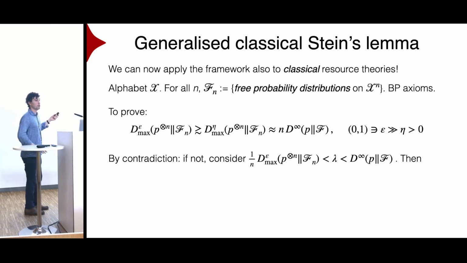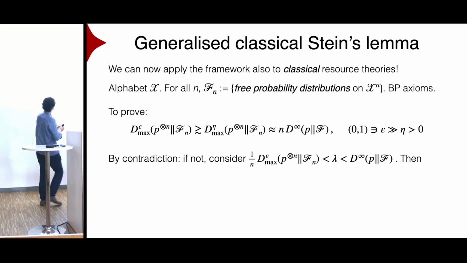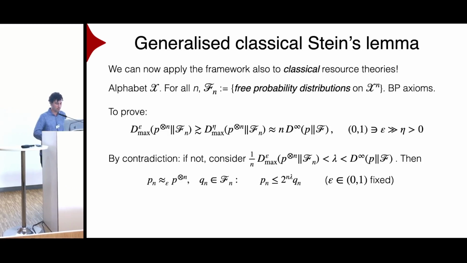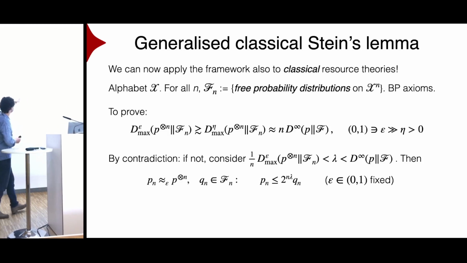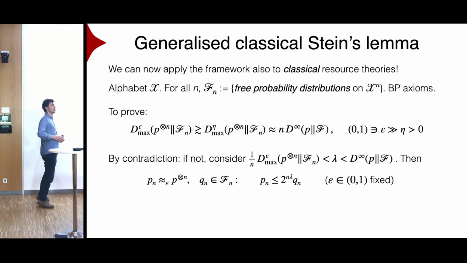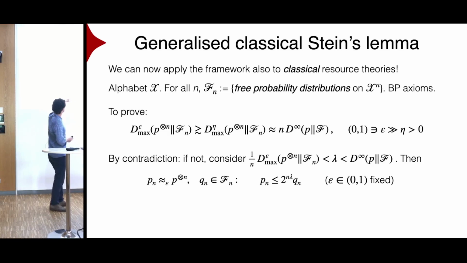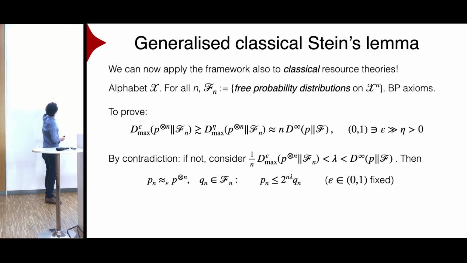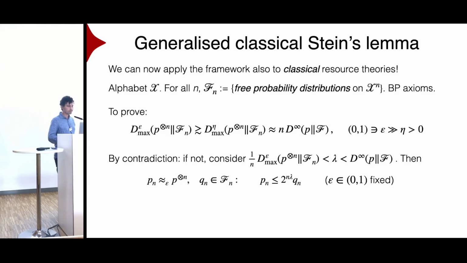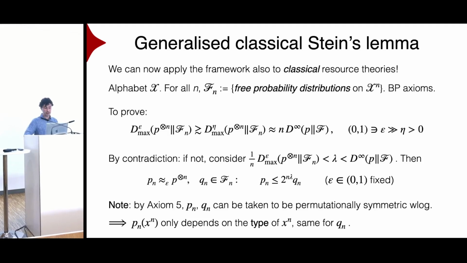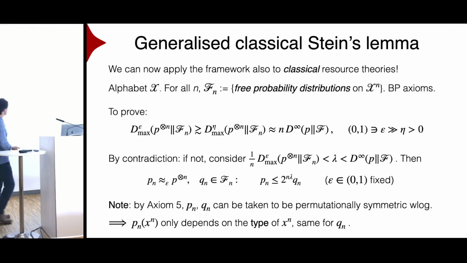And now the advantage of going to D max is that this is a minimum. It's a minimum of smoothings. So okay, let's unpack this. It means that there is a smoothing P_n of P tensor n, which is epsilon close, which might be far away because epsilon is not small. And then this P_n is upper bounded by a free probability distribution Q_n with some coefficient 2 to the n lambda asymptotically. Okay, good.